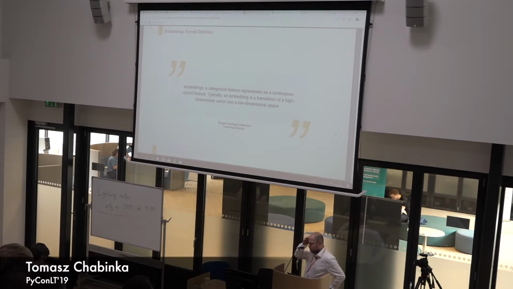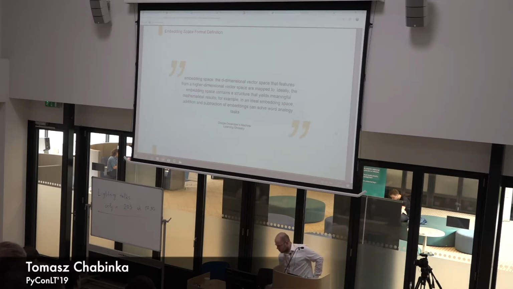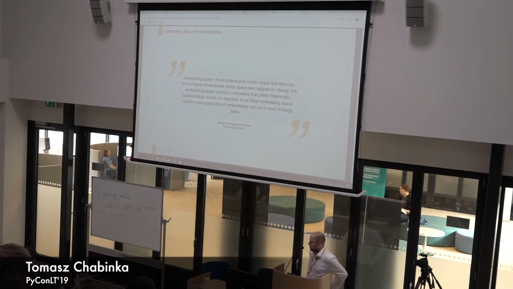Okay, and in terms of the formal definition, embedding is a way for a categorical feature to be represented as a continuous value feature, so a vector. And embeddings are part of the embedding space, that is the dimensional vector space that features from a higher dimensional vector space are mapped to.